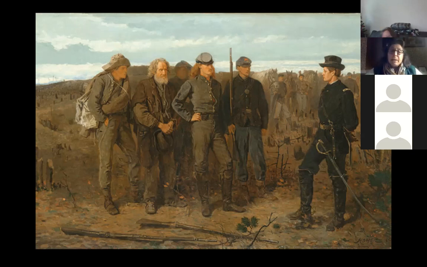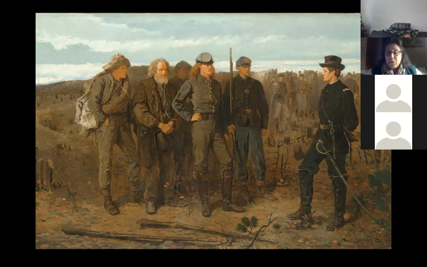So this painting is very important for many reasons, but particularly because it shows the humanity that the Northern soldiers showed with the Southern soldiers as well. And also the theme there is the victor and the vanquished. The victor is the North, the vanquished, or the losers, are the South.